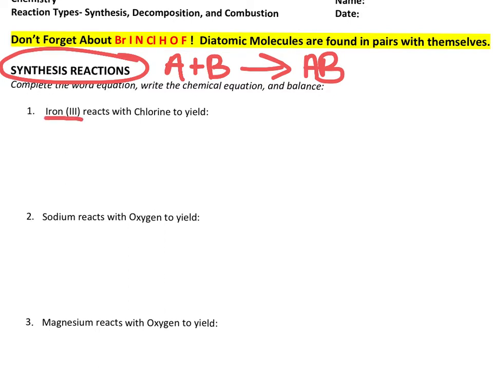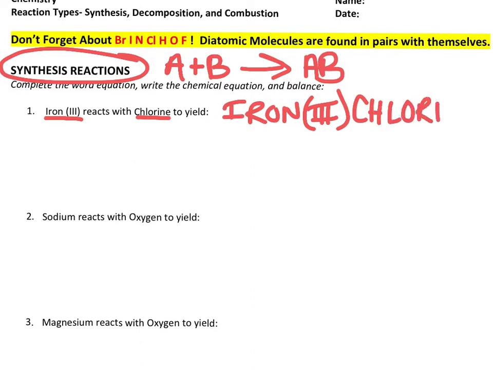So first off, I have iron 3 reacts with chlorine. So when iron and chlorine react, since iron's a metal and chlorine's a nonmetal, this is going to be ionic. So it's going to become iron 3 chloride. The reason that we're going to keep that number 3 in there is because if you recall, when we name ionic compounds, iron can sometimes have more than one charge. So for the name of the new compound, that's going to be our iron 3 chloride.